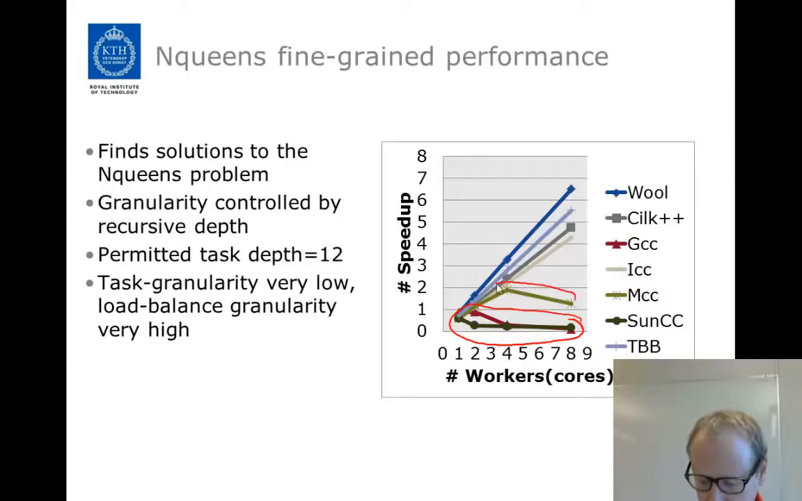Next, the Mercurium, the research compiler, is also not very good here in this context. The Intel OpenMP implementation is okay. The Silk++ implementation is a little bit better. And TBB is furthermore a little bit better. But only Wool in this context is producing really good results in this case.